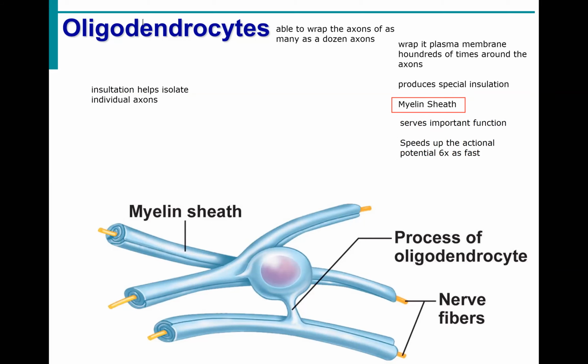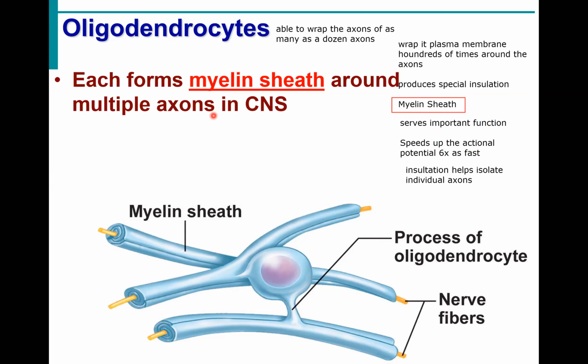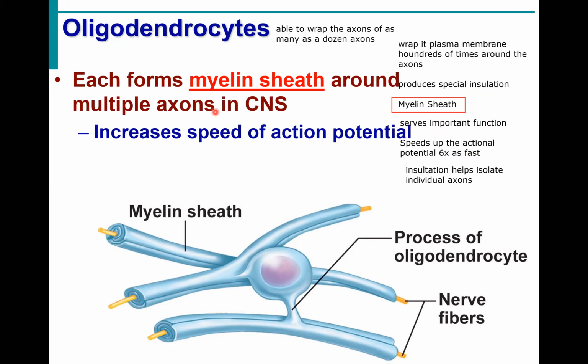Again, these are the same words that are going to show up on the screen, but let's go ahead and do that anyway. So again, they form their myelin sheath. They can do it over a dozen different axons. And again, while it provides insulation, most importantly, it increases the speed of the action potential.